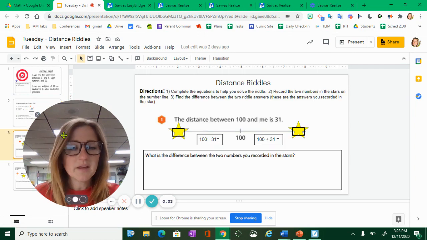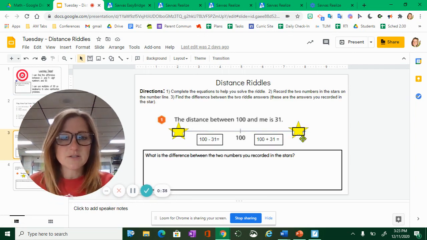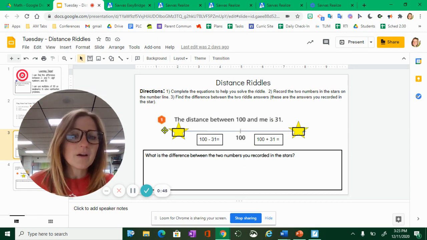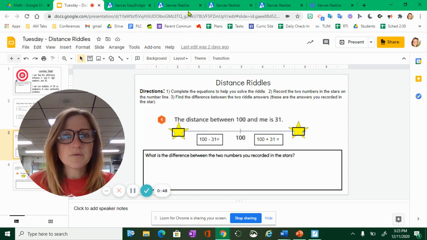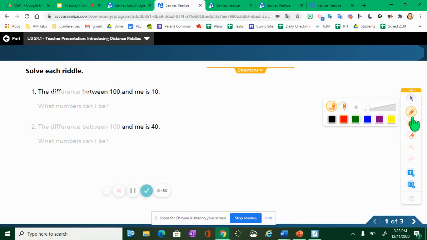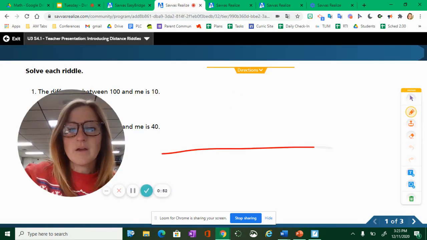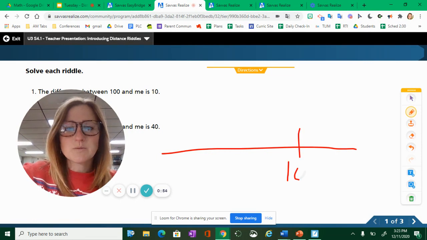So before I talk about the game, I want to remind you about the distance riddles. Remember, when you're trying to find the answer, you're moving up the number line when you add, or you're going back on the number line to subtract. Remember that you can do that by showing your work, especially with the going backwards one.